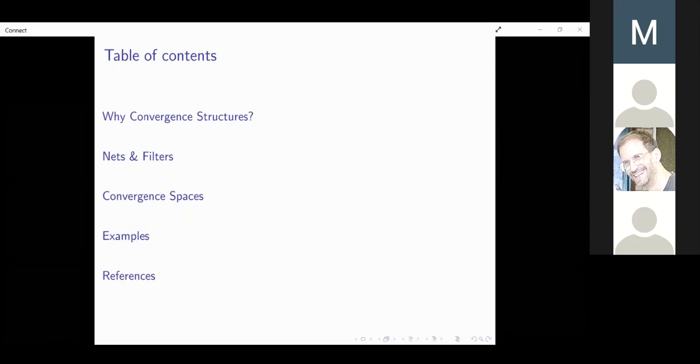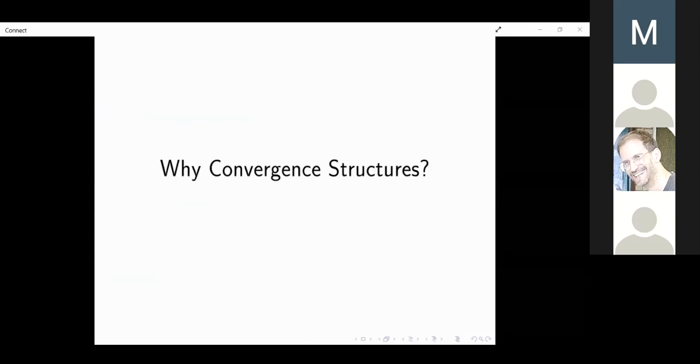Before I answer the question why convergence structures, let me first say what a convergence structure is, very loosely speaking. A convergence structure is a generalization of a topology in which the primitive concept is not that of an open set, but that of a convergent net or a convergent filter. Right. So why convergence structures?